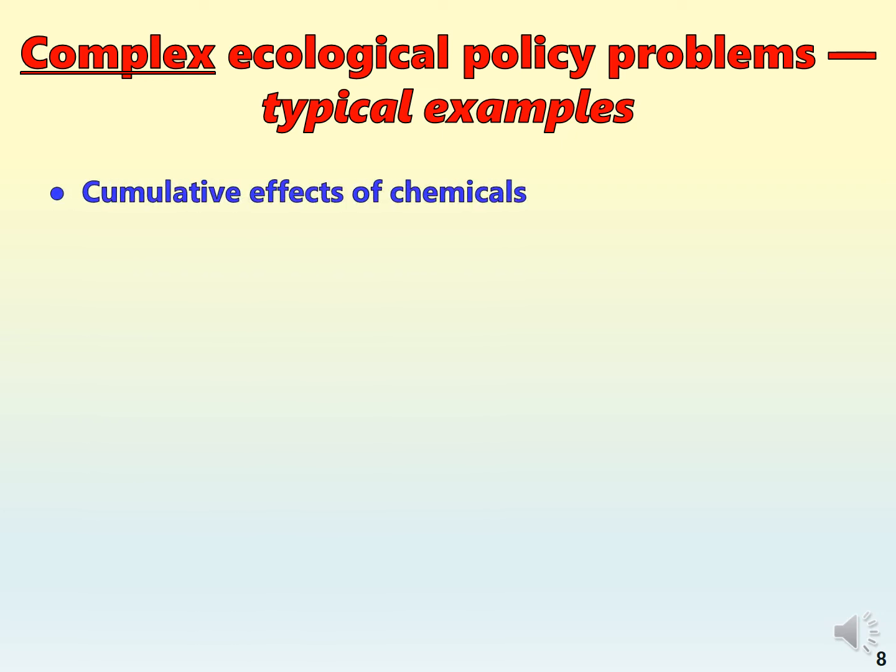For example, the cumulative effects of chemicals. Assessing the effect of an individual chemical holding everything else equal was relatively straightforward to assess. When you have multiple exposures to chemicals, it's much, much more difficult. So how accurate of the real world are these risk assessments when they involve cumulative effects or collective effects?